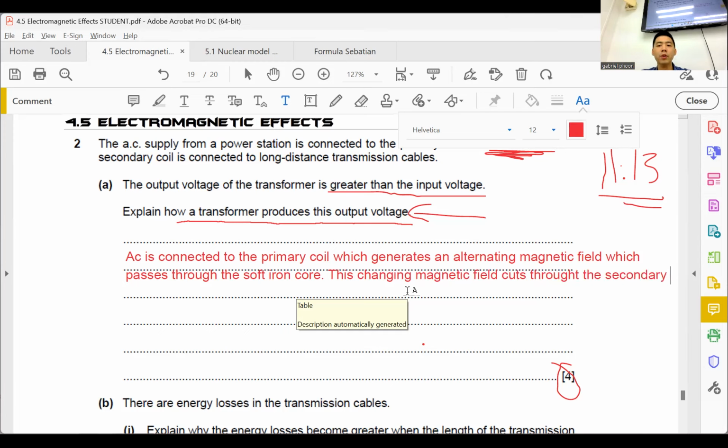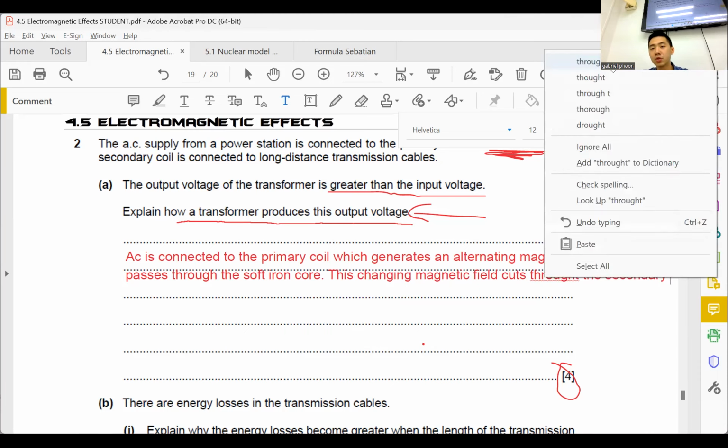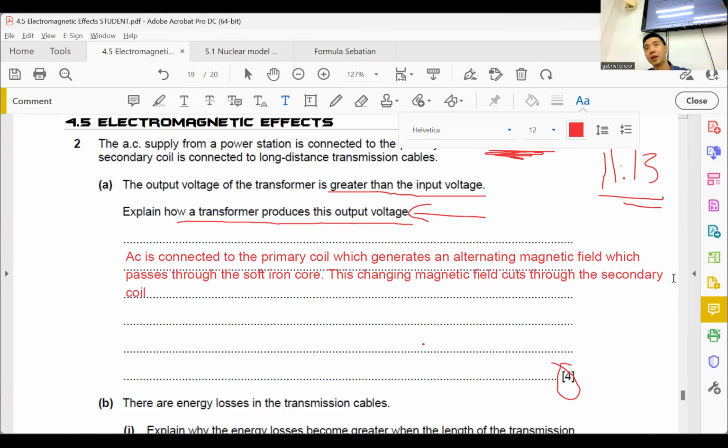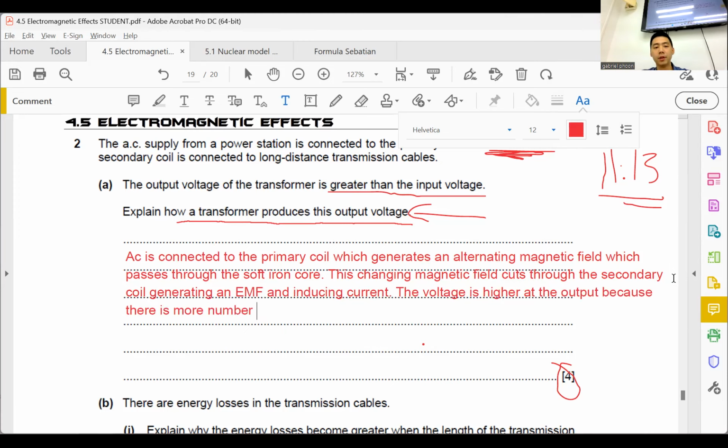I keep saying this over and over again. The key word is it must cut through the secondary coil, because that's how electromagnetic induction occurs, right? It cuts through the secondary coil, generating an EMF and inducing current. The voltage is higher at the output because there are more turns.